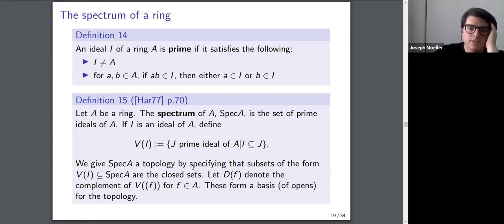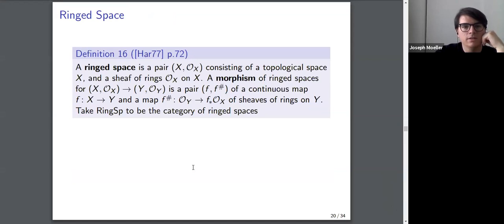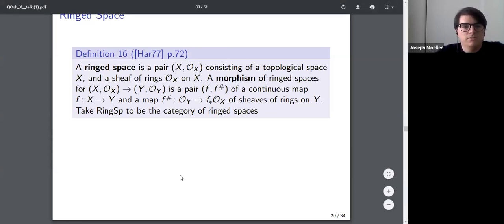Okay, so here's a space that consists of all the primes in your ring, and it's given a topology like this. Before I give you even more structure, I have to define what that structure is going to look like. So that's going to be a ringed space. That's just a topological space X and then a sheaf of rings on it. That's all of the data of a ringed space. You have a space, and then a sheaf of rings on it, period. That's it.